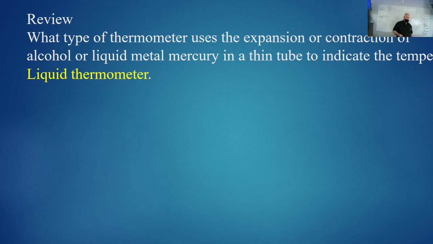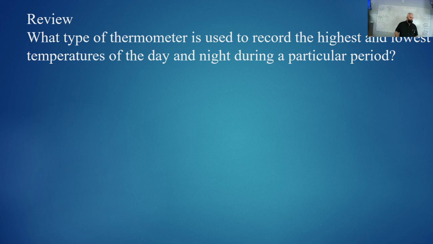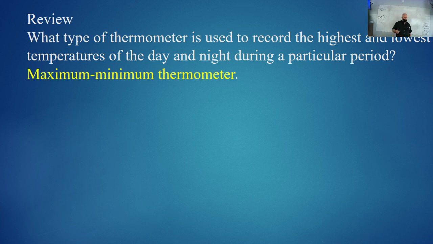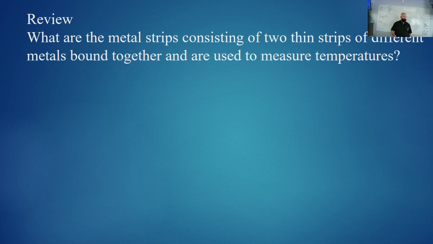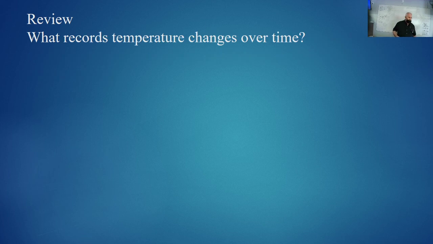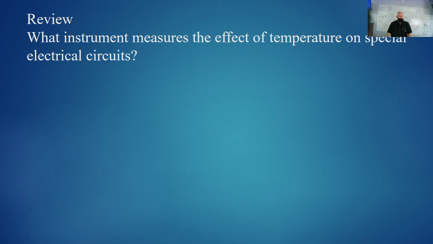Answers in the question. What type of thermometer is used to record the highest and the lowest temperatures of the day and night during a particular period? Maximum, minimum. Highest, lowest. Make the connection. What are the metal strips consisting of 2 thin strips of different metals bound together and used to measure temperatures? Bimetallic strips. They're found in the thermostats. What records temperature changes over time? A thermograph. What instrument measures the effective temperature on special electrical circuits? Electrical thermometers. You didn't know that there was such a thing, huh?